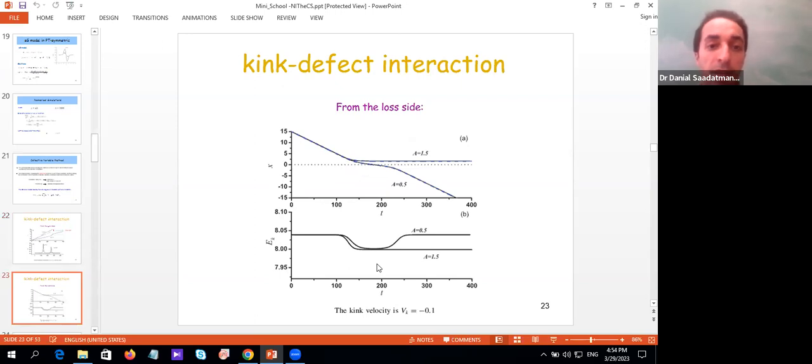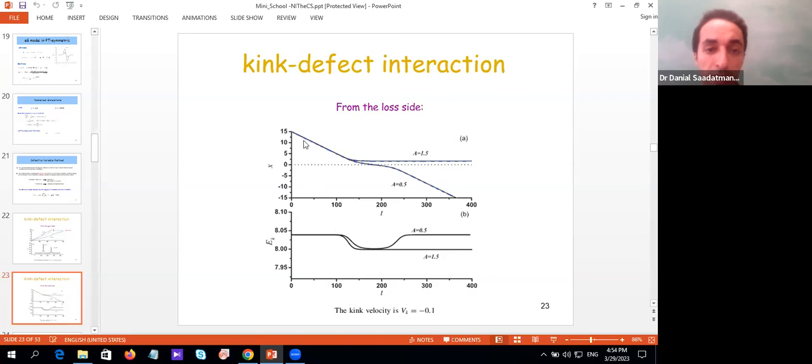What happens if the kink comes from the loss side? From the loss side, we have two different scenarios. If the kink has enough velocity, it can pass through the perturbation. But for some initial velocities, it can be trapped in the perturbation.